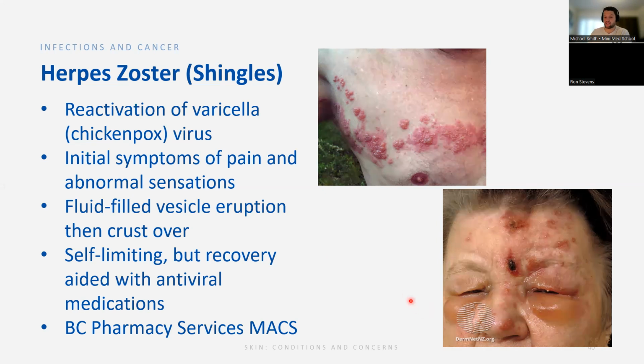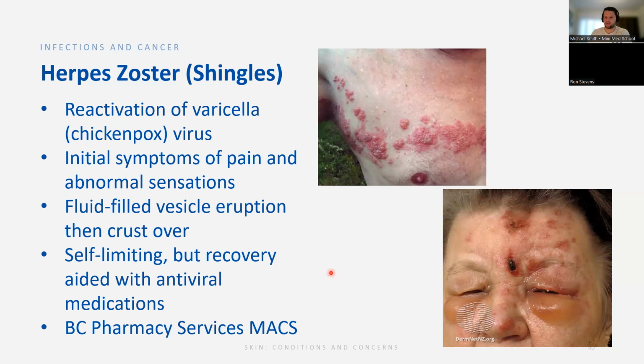From what I've heard, it's not a pleasant time, but it is self-limiting, and recovery is aided with the use of antiviral medications. And this is actually one of the things you can go see a pharmacist for in a prompt manner to get a prescription for these antiviral meds. And so that is shingles, kind of in a nutshell.